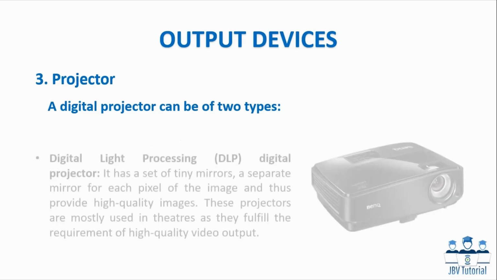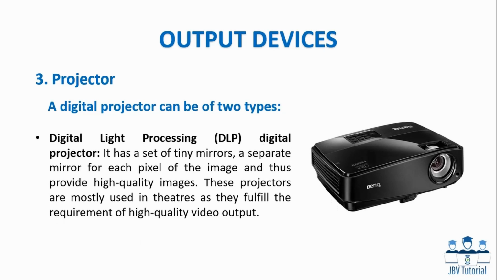Digital light processing, DLP, digital projector. It has a set of tiny mirrors, a separate mirror for each pixel of the image, and thus provides high-quality images. These projectors are mostly used in theaters as they fulfill the requirement of high-quality video output.